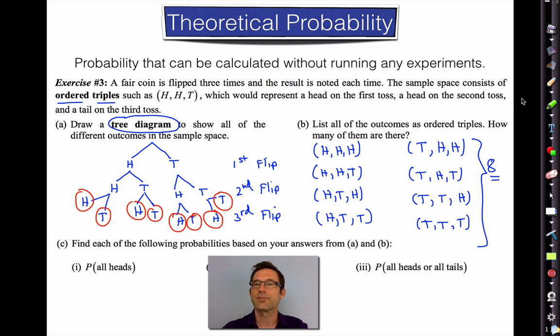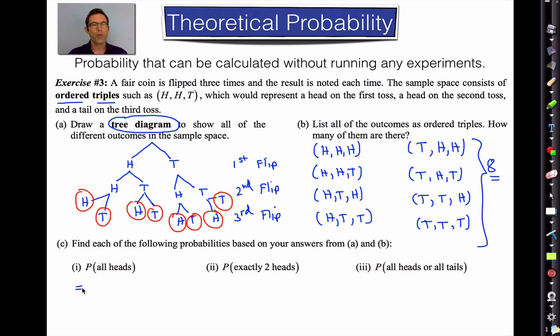8 total things. Now, letter C says find each of the following probabilities based on your answers to A and B. Well, the probability of all heads means I would want the number of outcomes that represent all heads divided by the number of outcomes in the sample space. There's only one that is all heads. That's that one. And there are 8 in total, so the answer is 1/8.